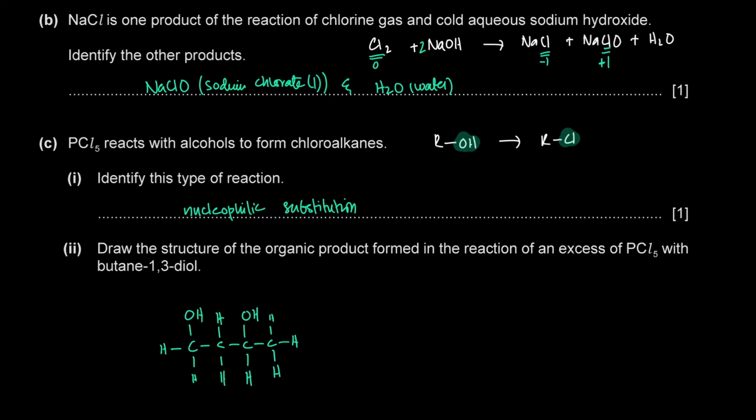And when this reacts with an excess of PCl5, both the OH groups are substituted by a chlorine atom. So we end up getting 1,3-dichlorobutane. So that's the structure of the product.